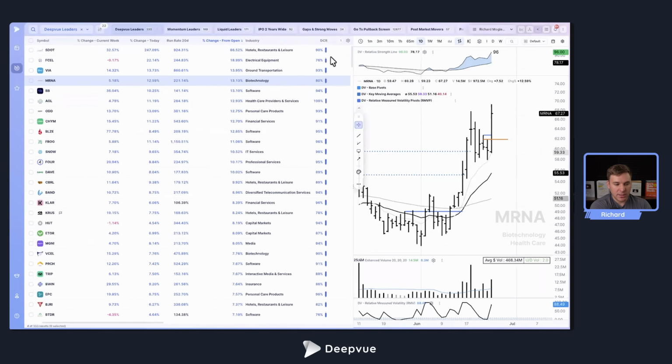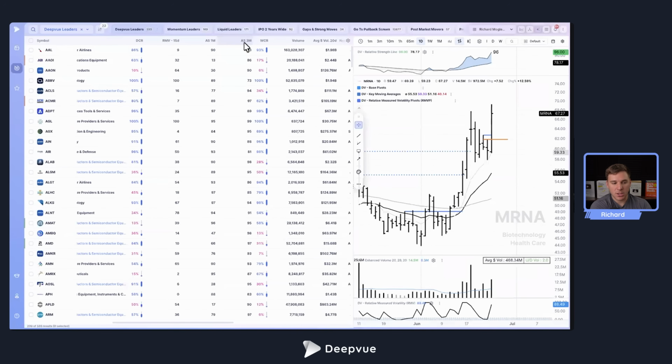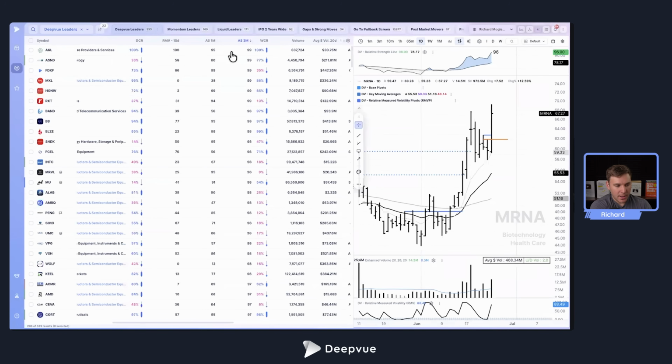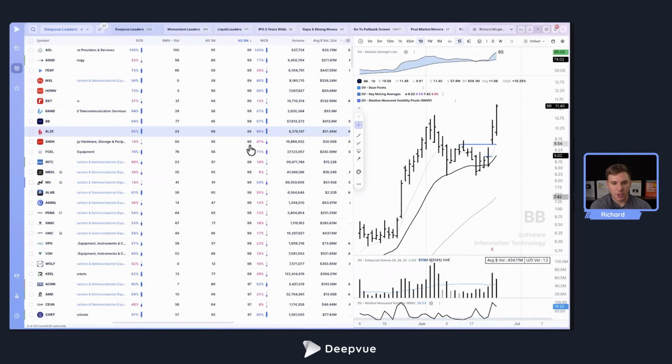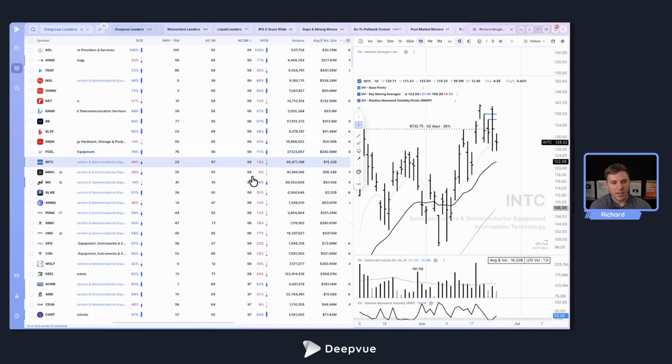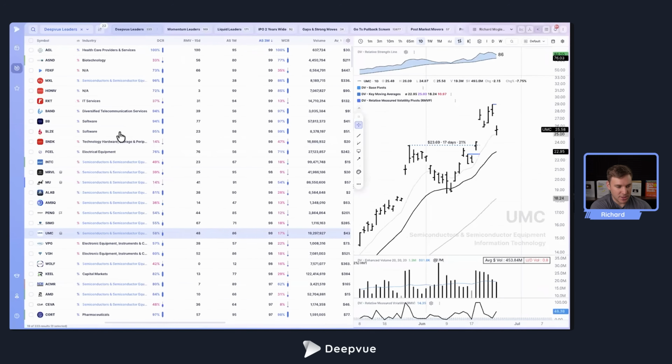You could even limit it more by going over to RS rating 3-month, sorting by that, and only looking at the top 50 or so of this list. These are going to be your price performance leaders: Intel, Marvell, MU, ALAB, SIMO. A lot of these are semis, which you can see using the industry here. But if you want to limit your universe even more, you could add a 12-month RS rating, or here a 3-month AS rating, absolute strength rating, and only focus on the top 50 or 100, whatever that number is.